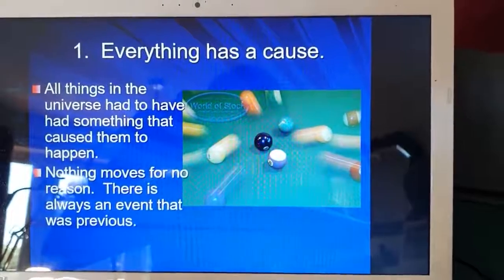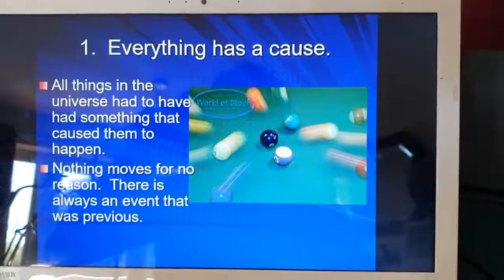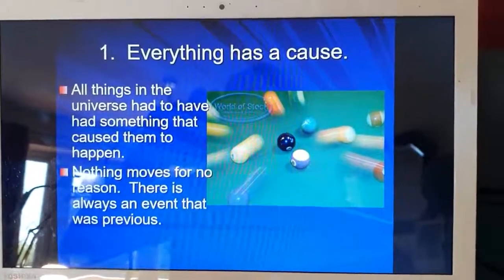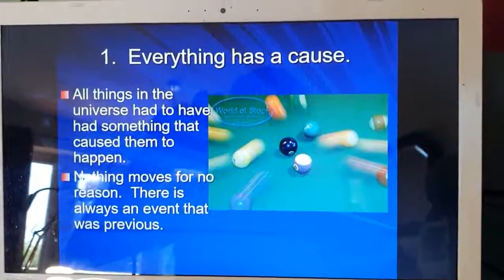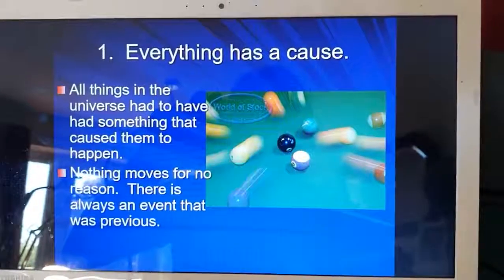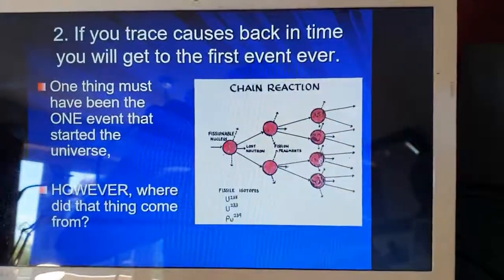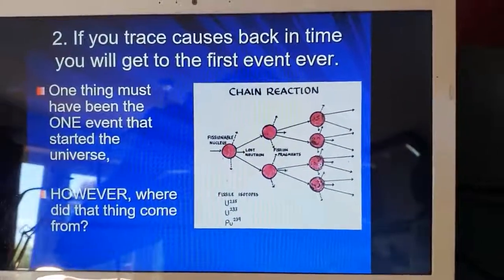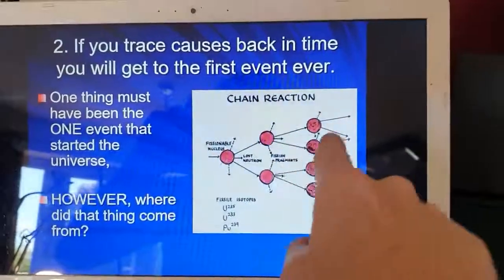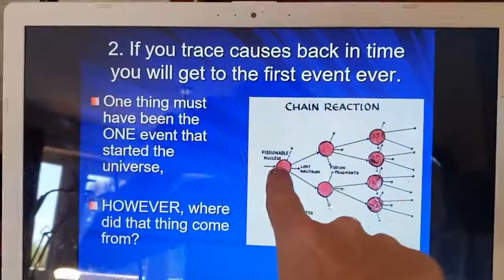So he came up with a series of points. The first one is that everything in the universe has to have a cause. Nothing just happens all on its own. A pool ball never moves away from another one. Things just can't cause themselves to happen. Nothing moves for no reason, and there's always an event that has to precede each other event to make it happen. Then if you trace those causes back in time, like in this chain reaction picture, you'll see that if this event happened, then this one caused it, and if this event happened, then this one caused that.